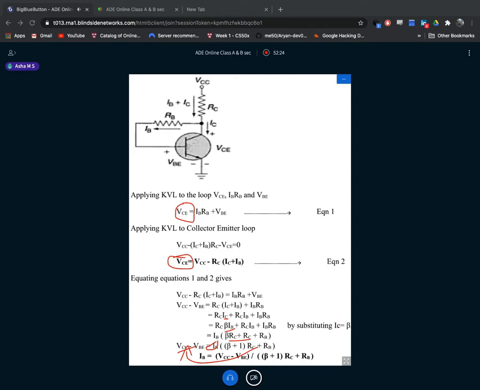So this numerator will go as the denominator of this VCC minus VBE, right? So IB you are going to keep here. On the other side, you will get VCC minus VBE. In the denominator, you will have this one, beta plus 1 into RC plus RB. So this derivation gives you the IB. Now when you substitute this IB value in the IC, you will get the value of IC.